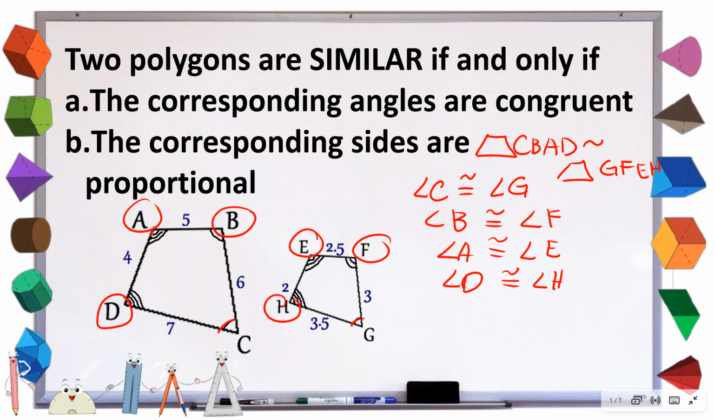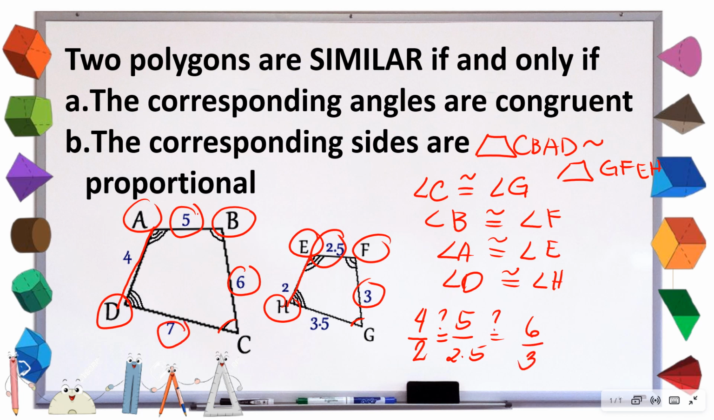For example, this side is 4 and this is 2. We're going to use a ratio. So the first side, we have 4:2. Then the second ratio, 5:2.5. We're going to look, they are proportional. Then we have 6 and 3. Let's use a question mark. Then the last part, we have 7 and 3.5. So when you say proportional, the ratios are equal.